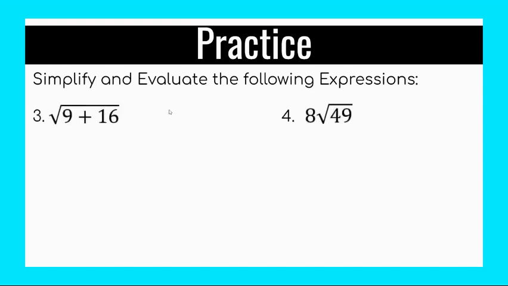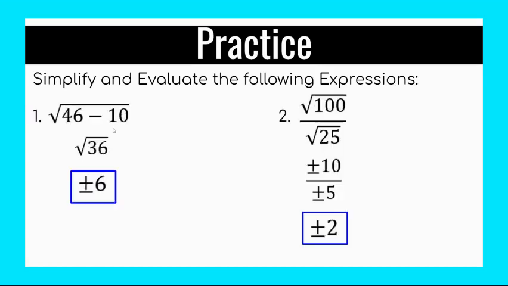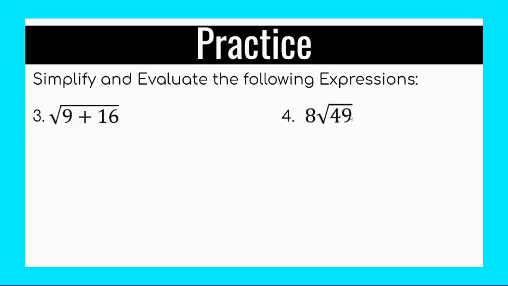Practicing again, because I have this addition, whenever you have addition or subtraction, you do that first. If it's multiplication or division, simplify the radical first. So here I have addition, so I'm going to add these together. 9 plus 16 is 25, so I have the square root of 25. The square root of 25 is plus or minus 5. Remember, you have to have your plus or minus sign. And that is my answer.